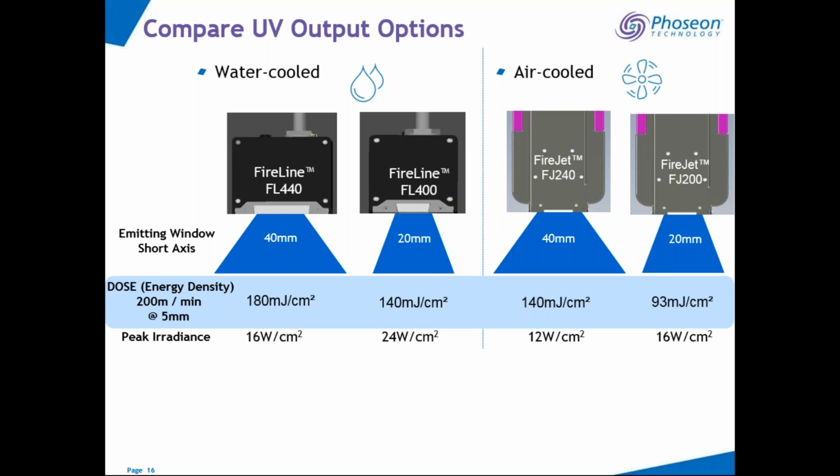We have found that the thicker the chemistry is, or the ink or the coating or the adhesive that you're putting on, you might need a higher peak irradiance. But if you're running a very thin ink, if you're printing very quickly, if you're running on silk screen, if you're running on a shrink sleeve, you don't need as high of a peak irradiance because you want to keep your energy at a nice level across the spectrum. And so you can reduce that peak irradiance and deliver 140 millijoules still with the FJ240.